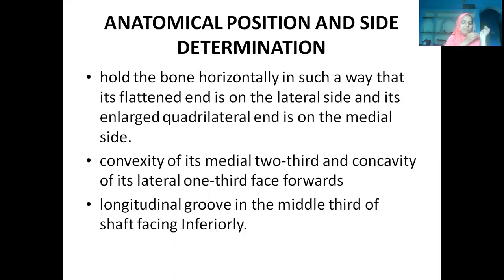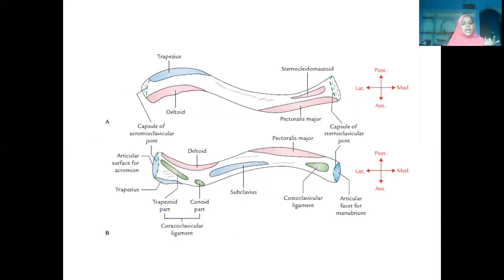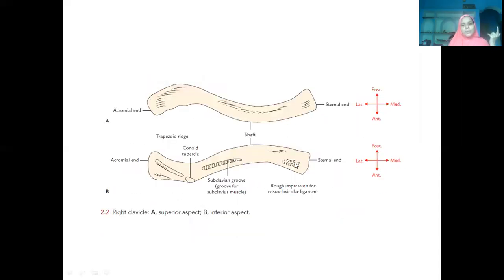Suppose if it is left clavicle, convexity is medial 2/3, concavity is lateral 1/3. Okay, then it has a longitudinal groove in the middle 1/3. That is nothing but, as you just said, the subclavian groove. Look for the subclavian groove; that should be pointing inferiorly only. It should not come superior. Okay, and you should look for these elevations, like roughened ridges. Roughened things are inferiorly or superiorly? Roughened things.